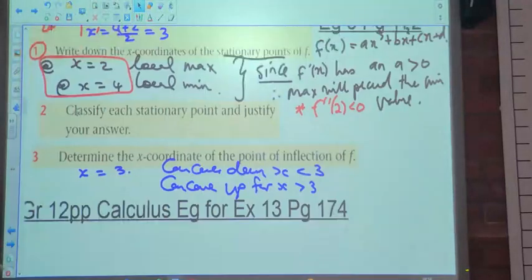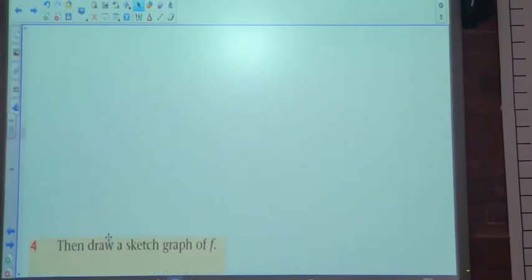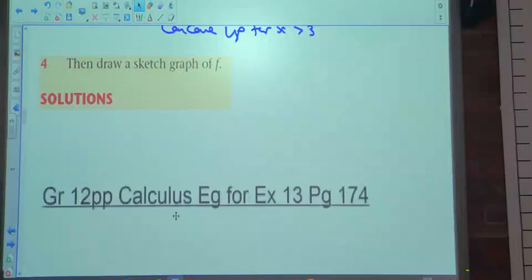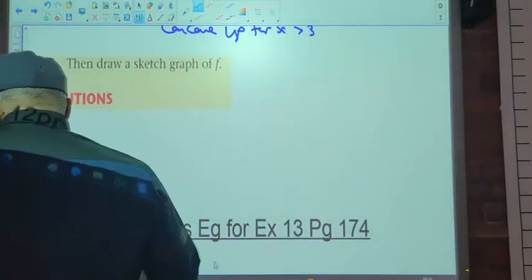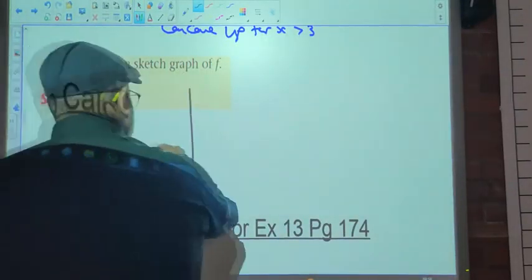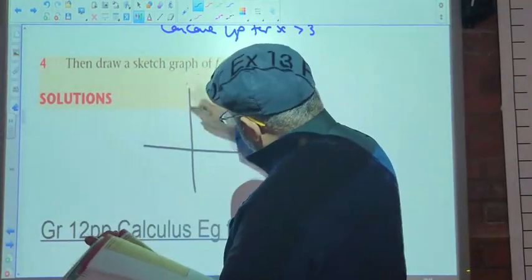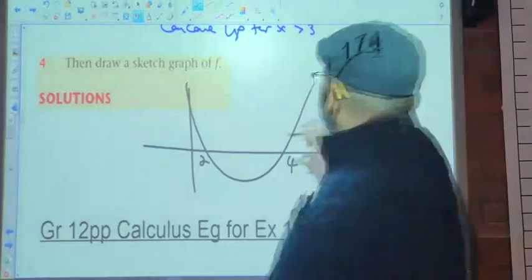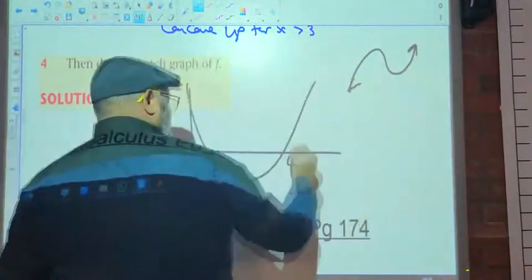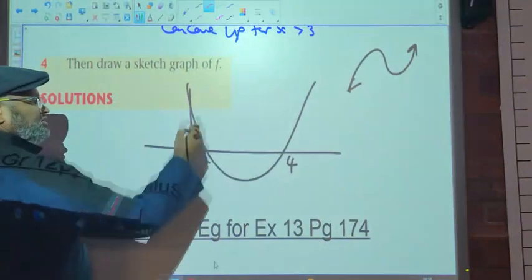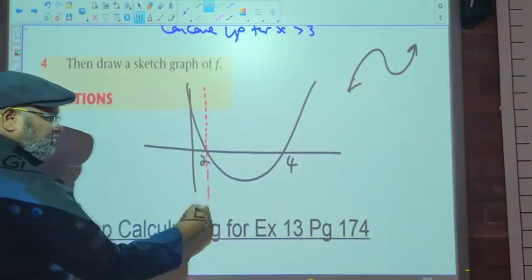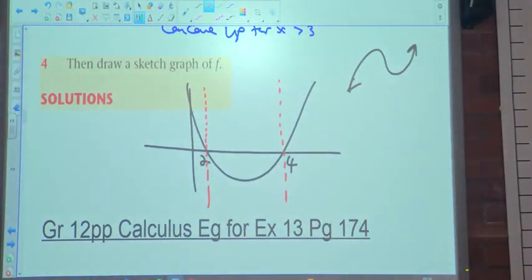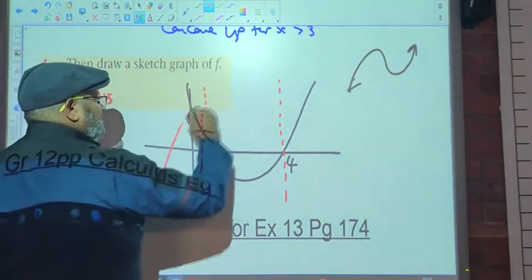In question 4, they ask you to draw a sketch of the graph of f. People, that is really simple. I've done it already. Just redo it. So you got your 2 here, and you got your 4. Remember that the graph is going to look like that. Not so? Why? Because a is greater than 0. So what I do is I draw a dotted line going through 2, and a dotted line going through 4. And that is my guide for the turning point. So when I draw the graph, I just draw it like this.